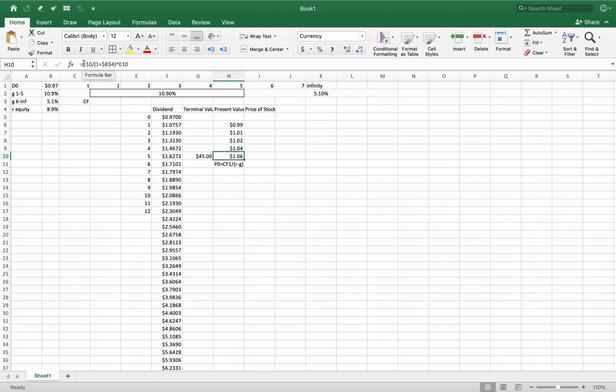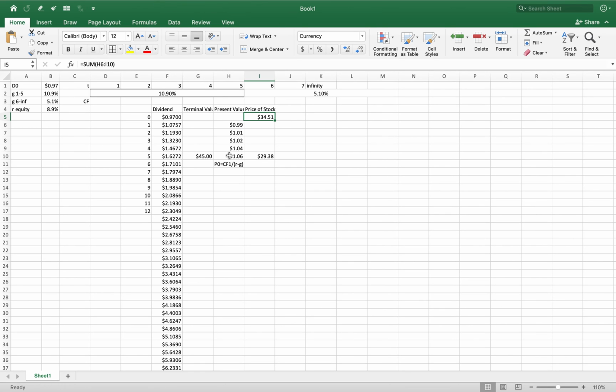And I also need to discount the terminal value to the present value. So I'm going to use the same thing. I'm going to take my 45 divided by 1 plus required return on equity raised to the number of periods I'm discounting. So it's going to be 5. Okay? And now the price of my stock is just going to be a sum of these cash flows. And so the price of my stock today should be $34.51, which is the exact same number that we got when we solved it by hand, and what should be in your solutions for your homework.